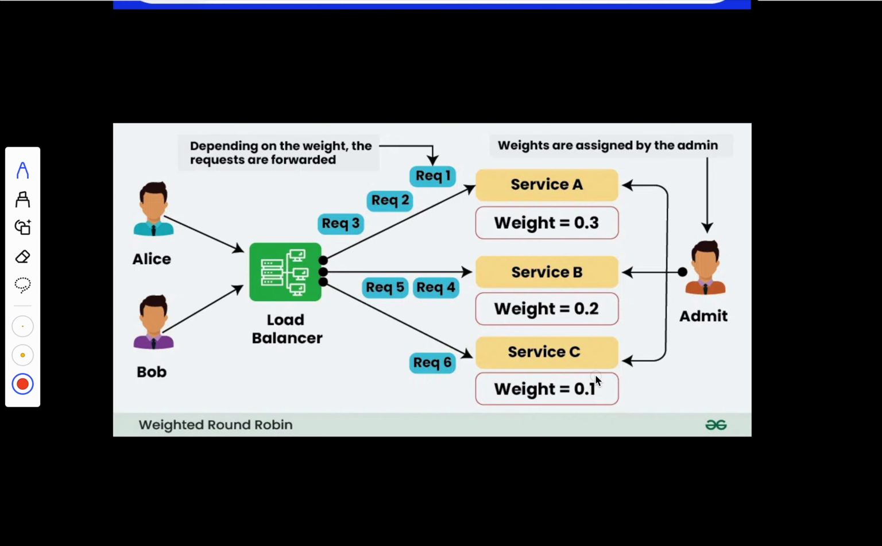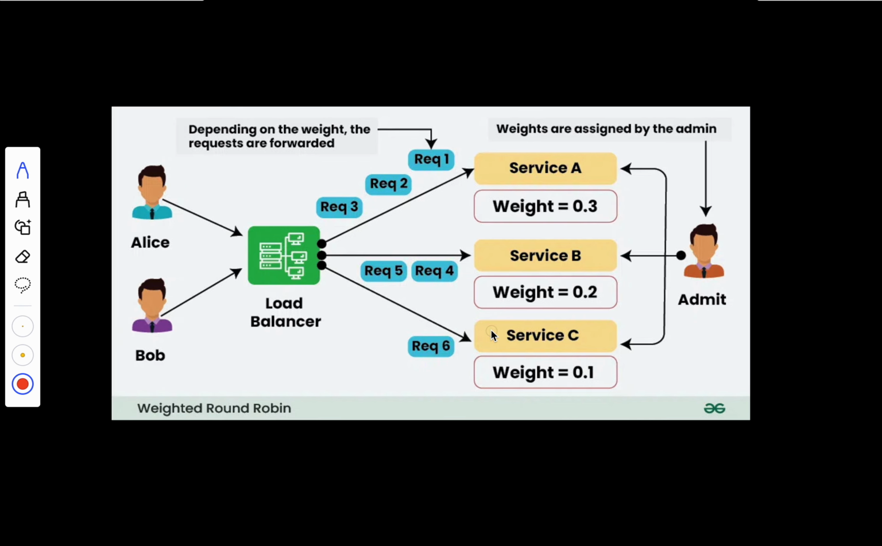So as I said before, servers with higher weights receive more requests. The use case of this algorithm is when some servers are more powerful than others. It's great in cloud environments when servers have different capabilities. It has some limitations because it requires manual weight configuration, which may not be that dynamic.